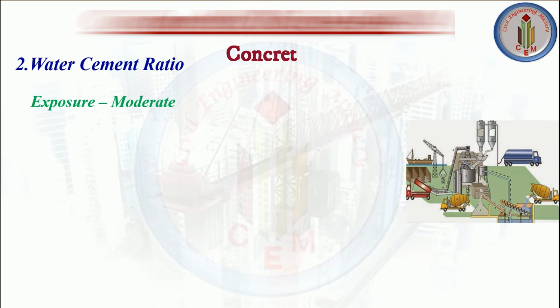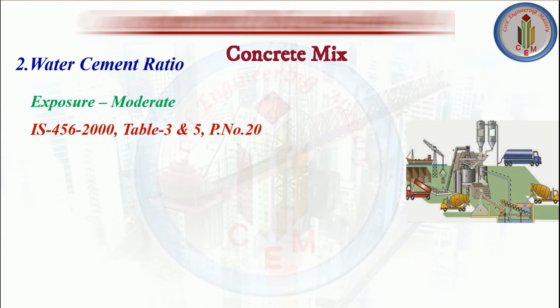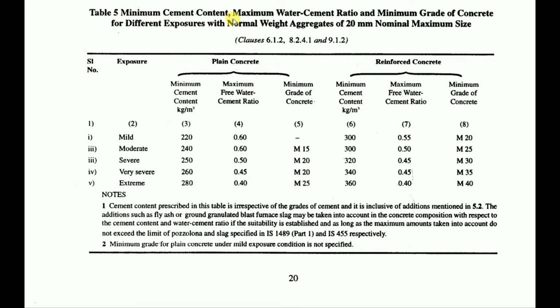Water cement ratio. Exposure condition is moderate as per IS-456-2000 table 3 and 5, page number 20, where we need to find the water cement ratio. In table 5, minimum cement content, maximum water cement ratio, and minimum grade of concrete for different exposures with normal weight aggregate of 20 mm are given. So here for moderate condition, under reinforced concrete, we need to check the minimum cement content, that is 300 kg per meter cube. The same we have taken in the beginning. Minimum cement content is 300 kg per meter cube. Maximum water cement ratio.